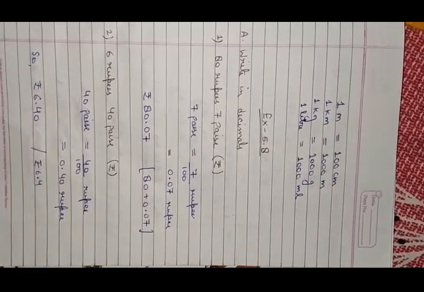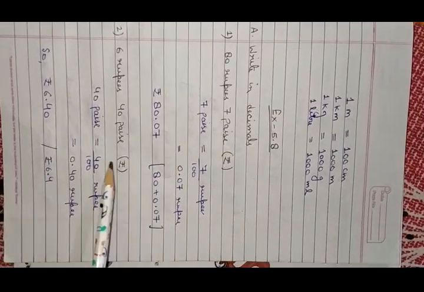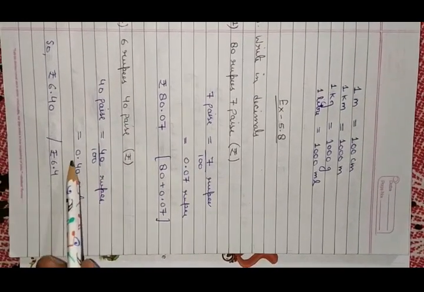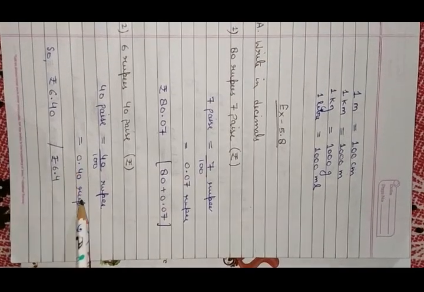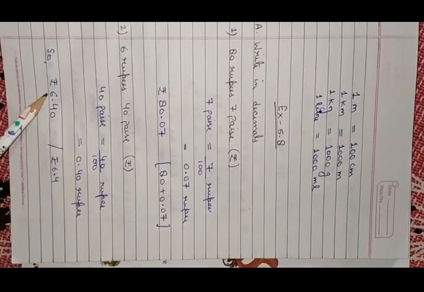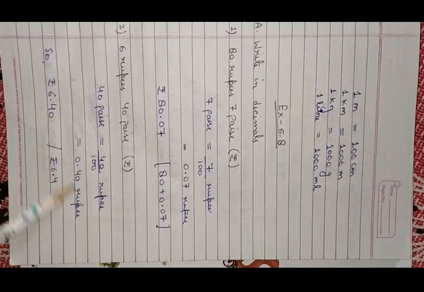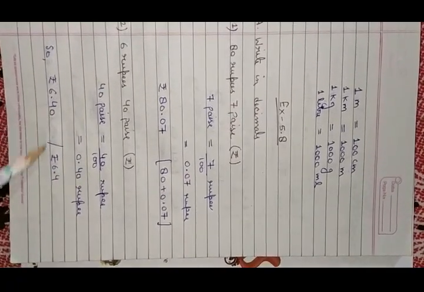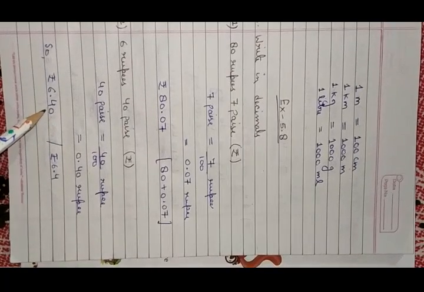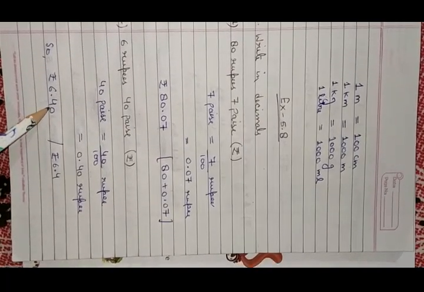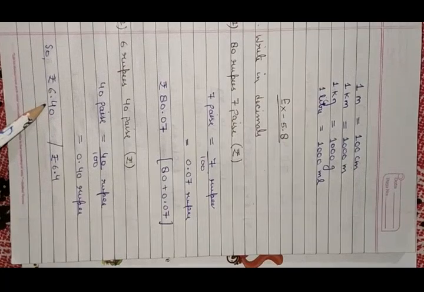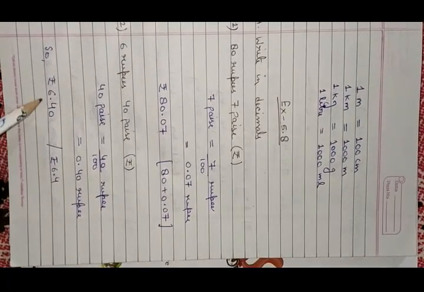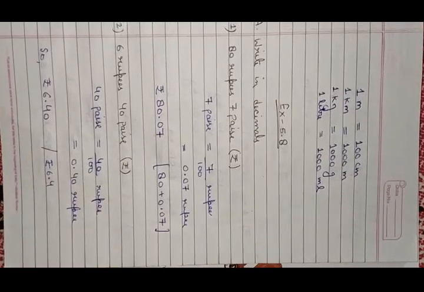Now second, 6 rupees 40 paisa, same as first. First convert the paisa into rupees. 40 upon 100 means 0.40. Now 6 rupees remain as it is, rupees 6 point after decimal 40, or we can remove this 0 because after decimal we can remove this 0. Okay, as they are equivalent. Okay, these are equivalent decimals.